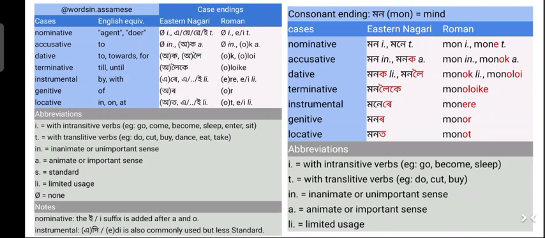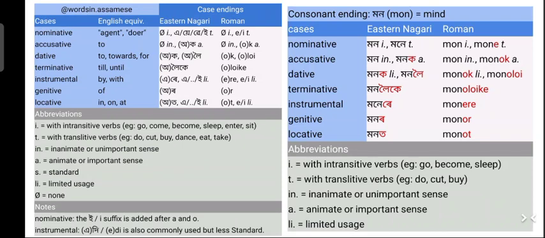Like Rima. Rima is a name. So Rima plus -ok is Rimak. Rimak. Not Rima-ok, but Rimak. So accusative marks the object. And in English, it's "to."